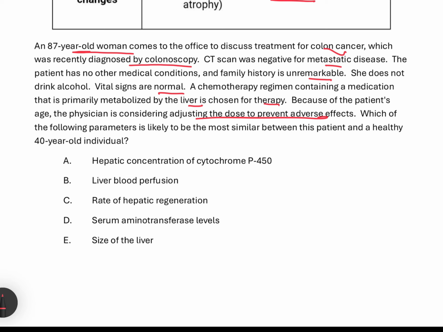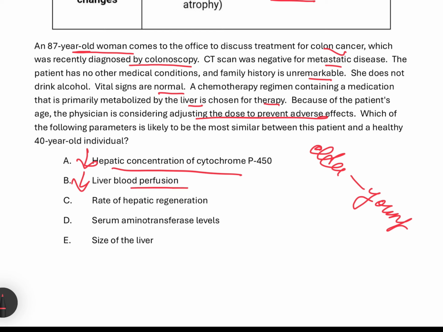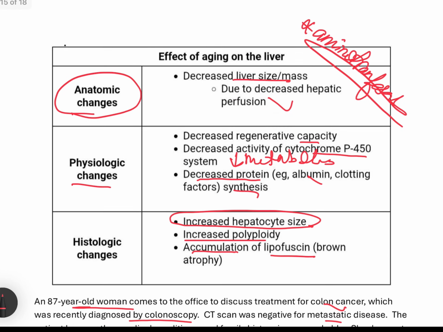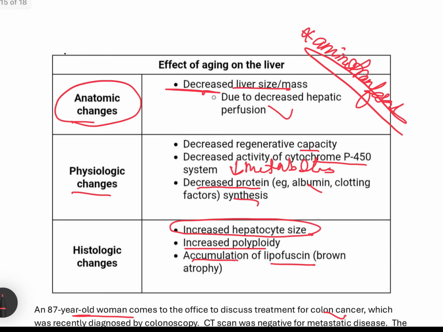The same thing I already told you in the previous question. They are asking which of the parameters are the same in the elderly patient and the young patient. You know the hepatic concentration will be decreased. The liver blood perfusion will be decreased due to the decrease in size. The rate of hepatic regeneration will be decreased. The size of the liver is also going to decrease. You already know all these things.